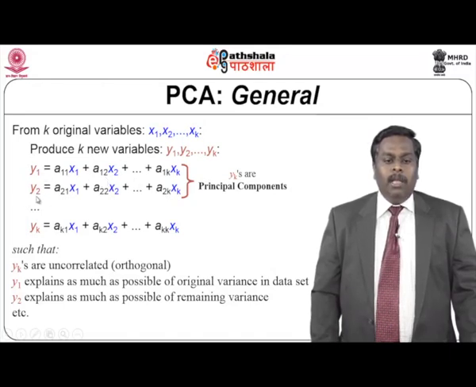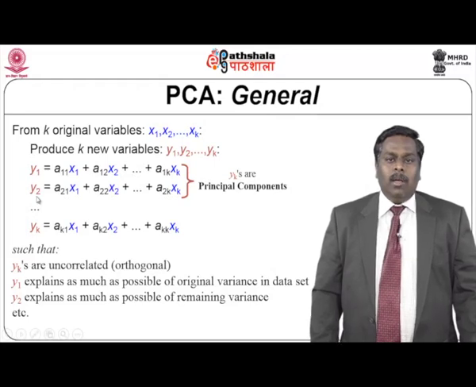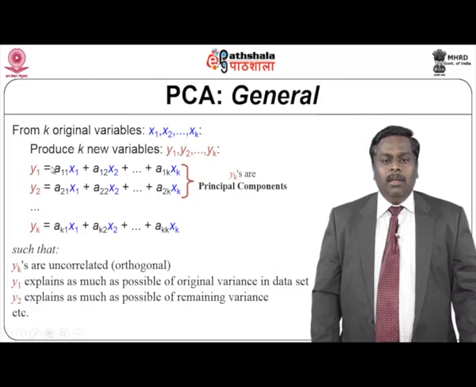Then y2 will be the next axis or next transformed dimension, along which you may find larger variation in the data. So, when you order these principal components, y1 will be showing the highest variance, y2 will be the next highest variance, and yk will have the least variance in the data.